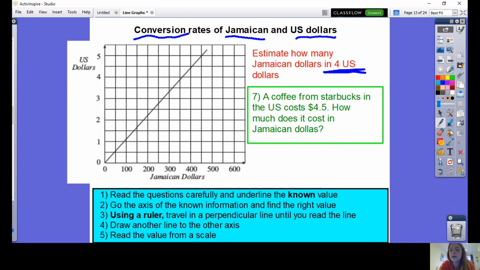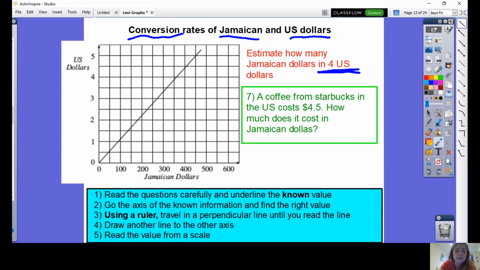So the value I know is 4 US dollars. I need to find US dollars. This is Jamaican, this is US. So I'll go to US dollars and I find where it says 4. I read along and now I'm going to read down. You can see where that line is not an accurate measurement. That's why they've said estimate, okay?